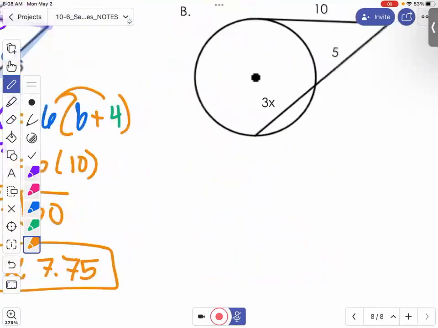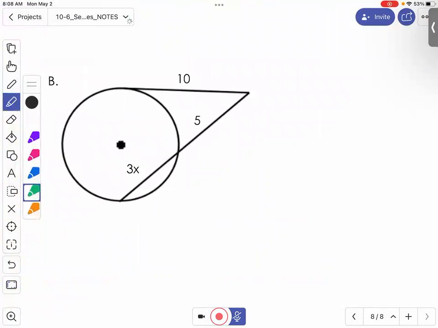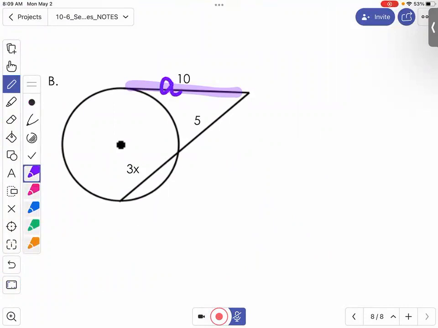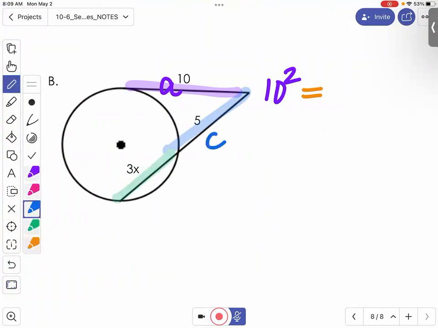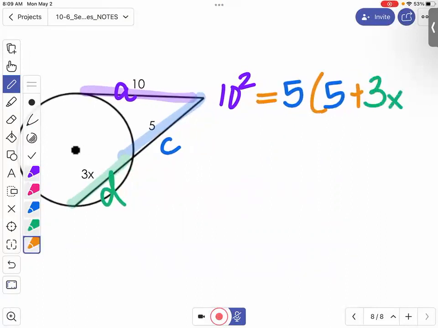So now let's try another one. All right, so again, the outside piece of the tangent is my A. So this time I will have 10 squared equals, now let's get your 2 parts of the other, a 5 and 3x. So the 5 will be my C, the 3x, the D. Let's plug that in. So we need our 5 first, times that same 5 plus the other piece, 3x.